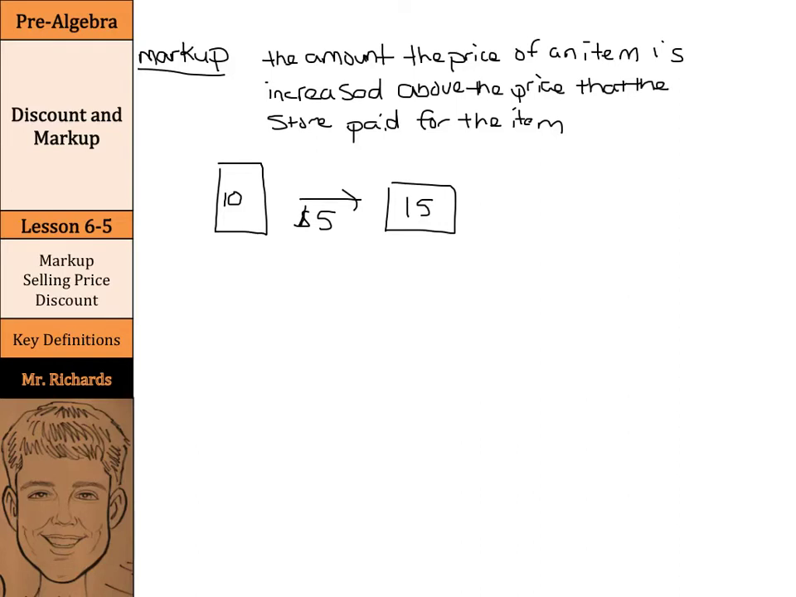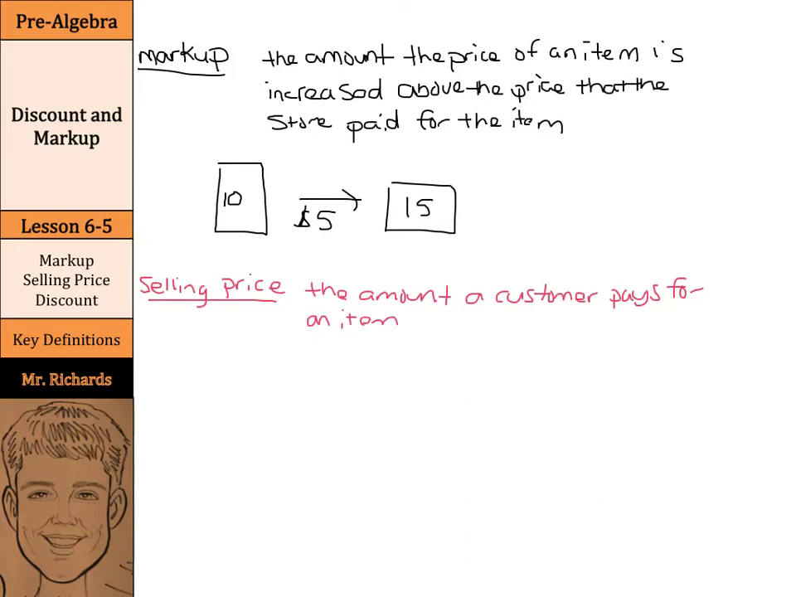Now, with this goes the definition of selling price. And this one is actually no tricks about it. This is just simply the amount a customer pays for an item. So the selling price would be the $15 there.